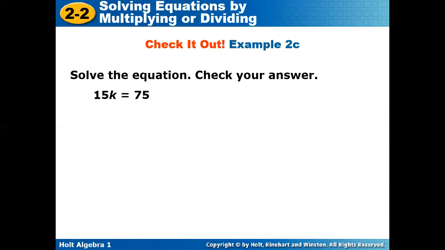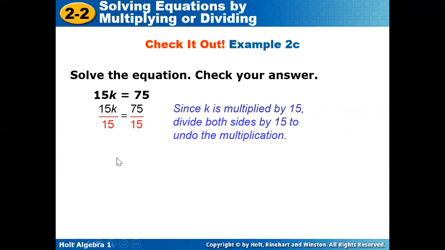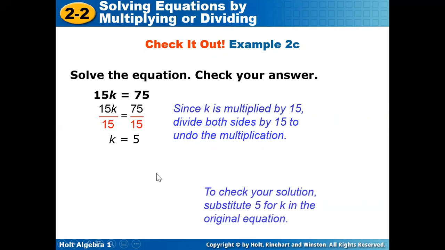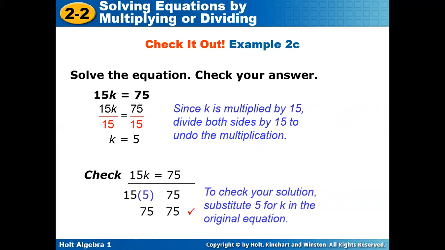Here's another example. We're multiplying 15 by k, so we're going to divide. That's the opposite operation. Make sure you do the same thing to both sides. And we're going to get k is equal to 5. Plug it back in. And we are good to go.